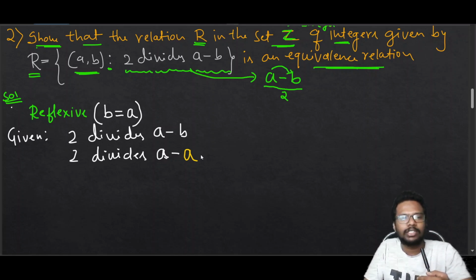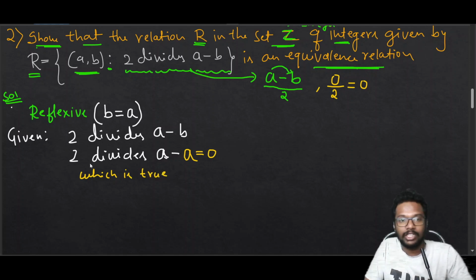Now 2 divides A minus A. A minus A is nothing but 0, as we already know. So 2 divides 0, because 0 is divisible by 2. We get an answer here. It means 2 divides A minus A, and A minus A is nothing but 0. Here the relation is working for A minus A, so we can write which is true.